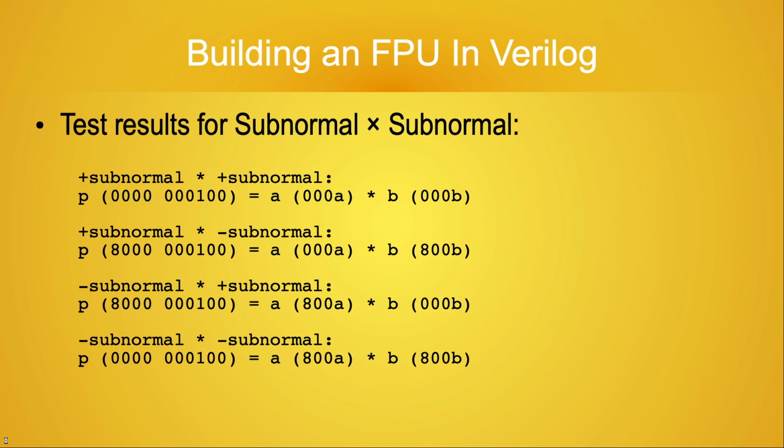Here are the test results for this code. If the test for multiplying two subnormal numbers was failing, the output would be quiet NaNs, so we know that our test for this special case is working.